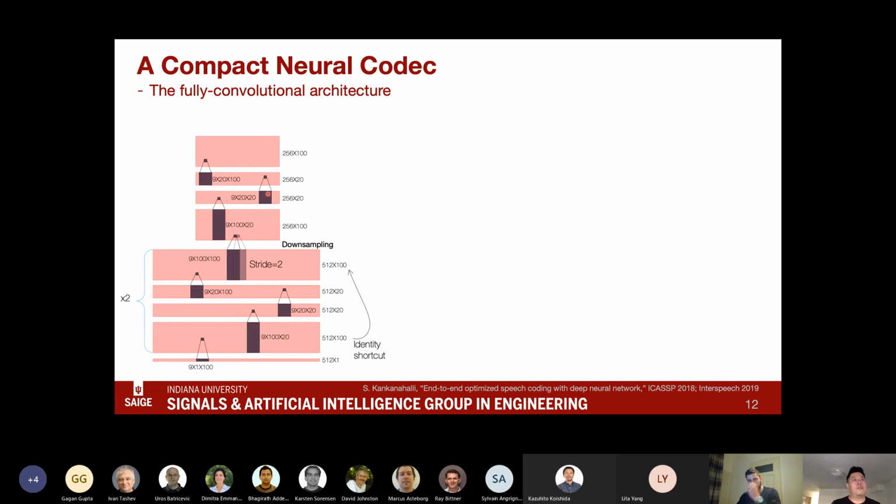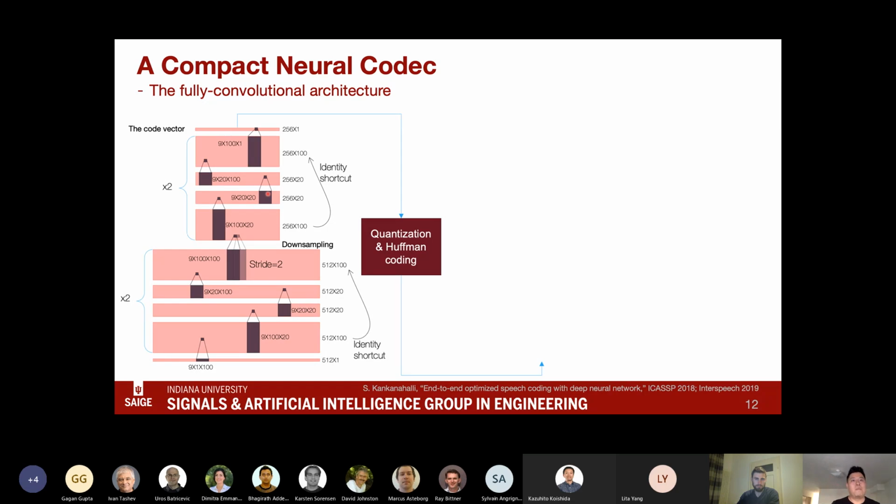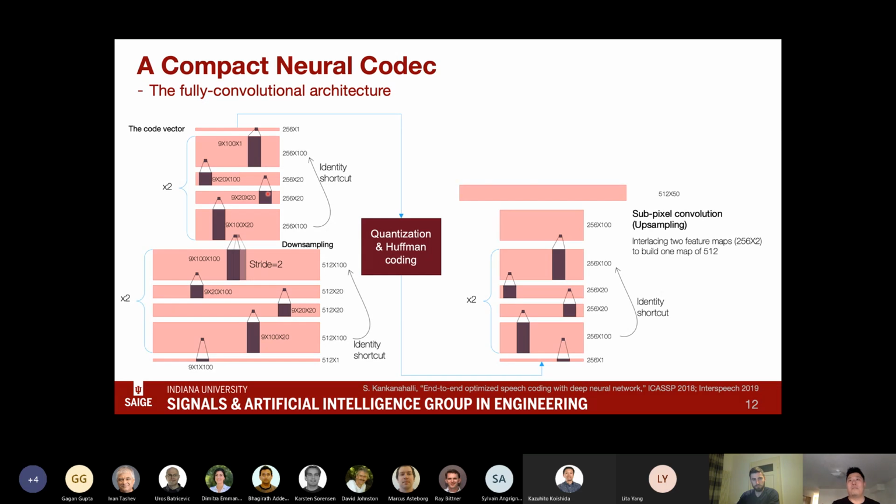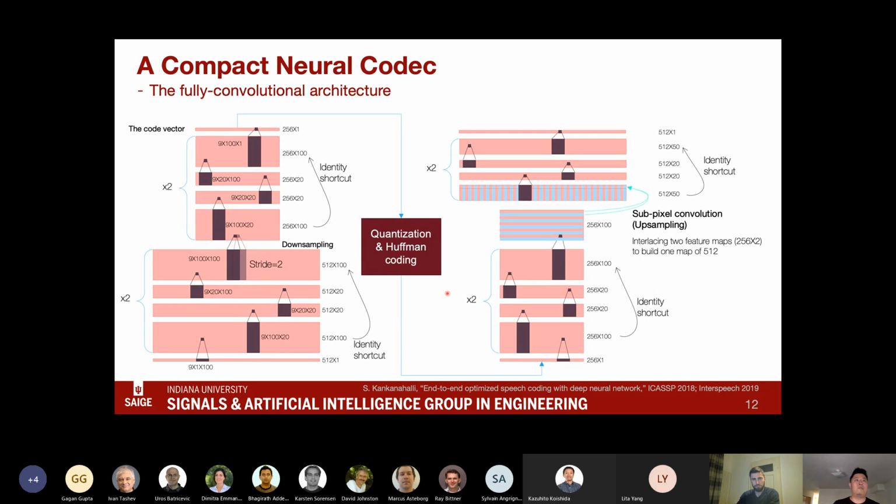This is followed by 2 more ResNet blocks. Eventually, we have the code vector. This is where the quantization kicks in, the one that I just introduced, followed by Huffman coding to give the bit stream. The bit stream is transmitted to the other side where the decoder recovers the input. And there, if you calculate the loss, you could update the parameters in between to optimize the problem. This is a very straightforward design using an autoencoder and a trainable quantizer.